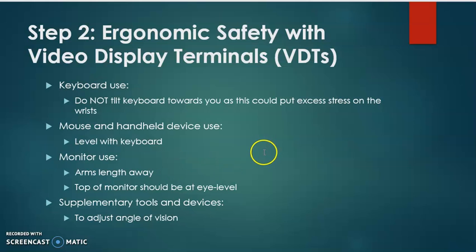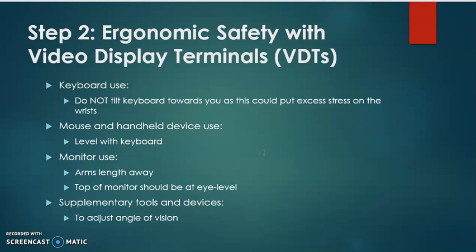So step 2, this is ergonomic safety, specifically with video display terminals. So any sort of electronic device, including mostly computer monitors and computers. So first of all, keyboard use. You should make sure that when you're typing, you essentially have a keyboard tray to make sure that your wrists are in a straight line with your arms when typing.